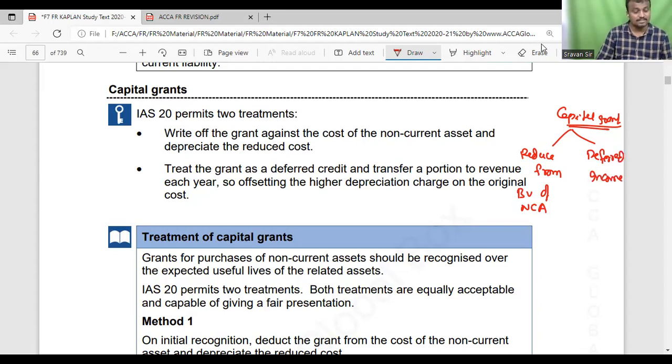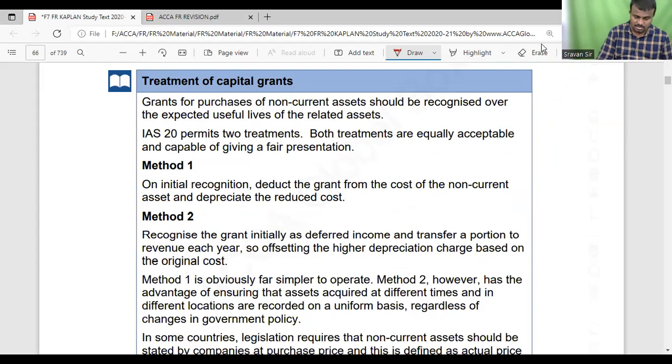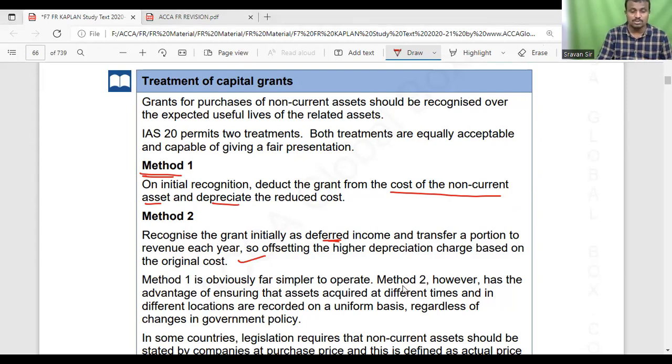Show it as a what? Deferred income. So in the first one, there are two methods. Coming to the first method, deduct the grant from the cost of the non-current asset and depreciate the remaining amount. And method two, recognize the grant initially as a deferred income and transfer a portion to revenue each year, so offsetting the higher depreciation charged based on the original cost. So then, how to recognize?